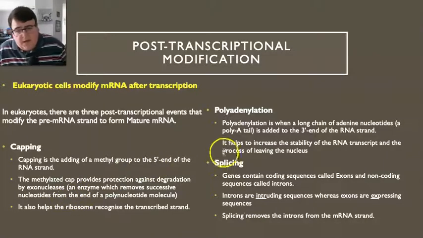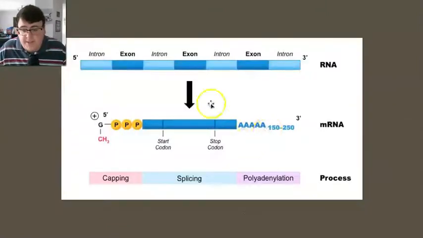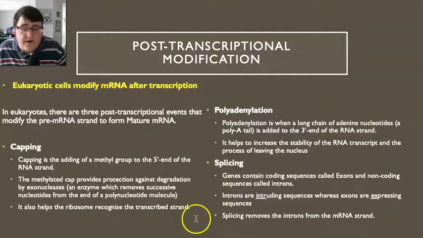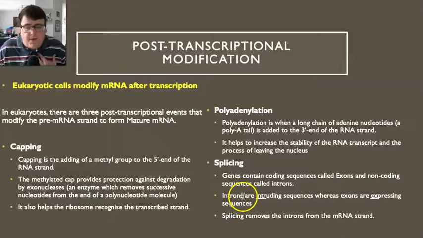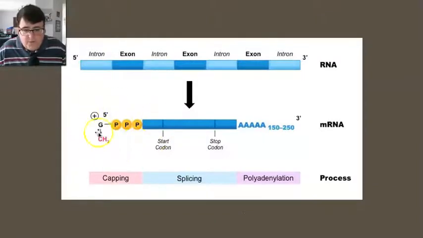Polyadenylation, on the other hand, is when a long chain of adenine nucleotides, which we can see here with the repeated A's, is added to the 3' end of the RNA strand. It helps to increase the stability of the RNA transcript, and it also helps the process of physically leaving the nucleus, making its way to the ribosome. So on the 5' end, we've added our methyl group to prevent degradation. On the 3' end, we've added our long chain of adenines in order to help it leave the nucleus.